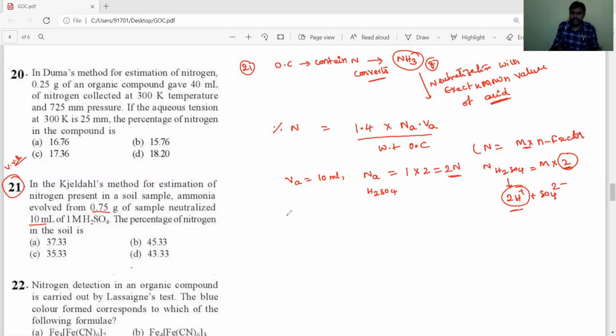Now the percentage of nitrogen is equal to 1.4 into the normality of acid, 2, and the volume, 10 ml, by the weight of organic compound, 0.75 grams. On simplification, we get 37.33 percent. Okay, students, this is one important method. 37.33 percent. Now this is model 1.